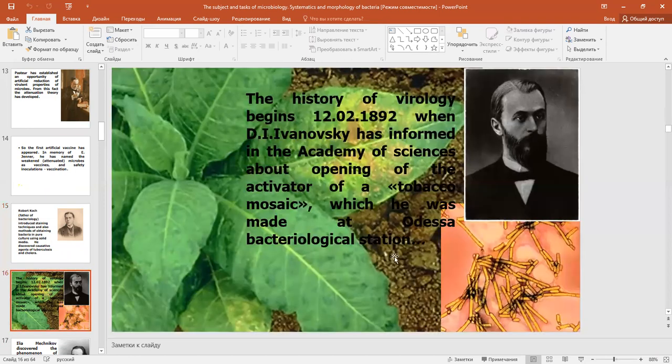And virology. The history of virology begins in February 1892, when Russian scientist Ivanovsky informed the Academy of Sciences about the discovery of the agent of tobacco mosaic, a plant disease, which he made at Odessa Bacteriological Station. He did describe viruses that he discovered in plants, and then other viruses were detected.